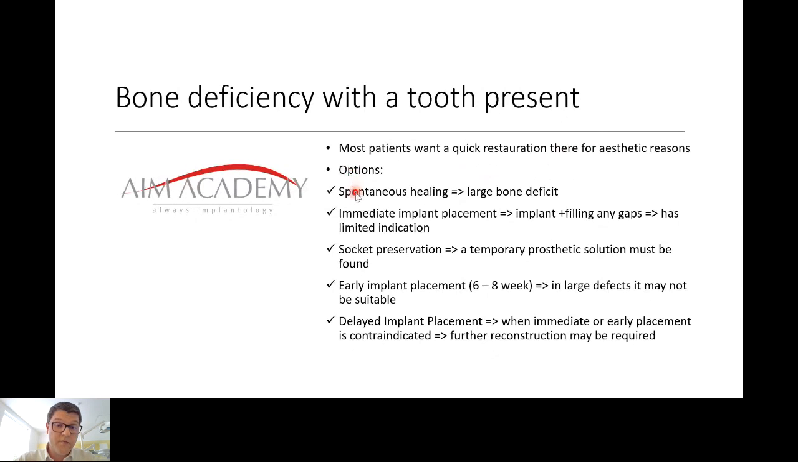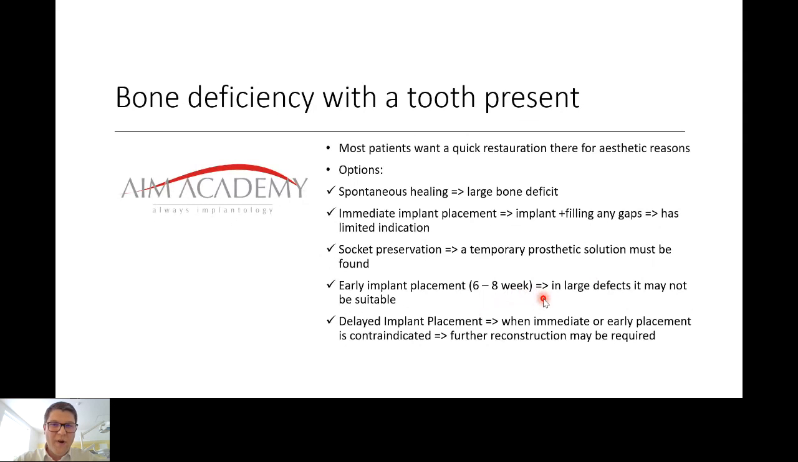Well, first could be spontaneous healing, but this could lead to a large bone defect. Another option is immediate implant placement. That means that you put an implant and filling material in any gaps, but this one has some limited indication, and we'll talk about this a little bit later. Another situation is socket preservation. A temporary prosthetic solution must be found in this situation, and another option is early implant placement, about 6 to 8 weeks.